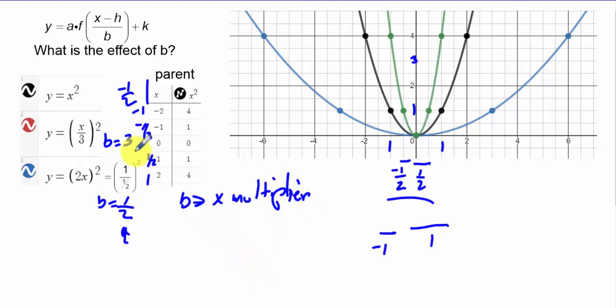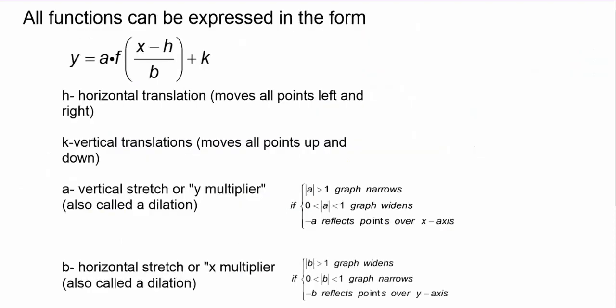All right, and again, when b is greater than 1, it's going to expand or press this out. All right, so we still have the stretch factor and the compression factor when that b value is less than 1, except now it's stretching and compressing the x values. So let's sum all this up in one slide.